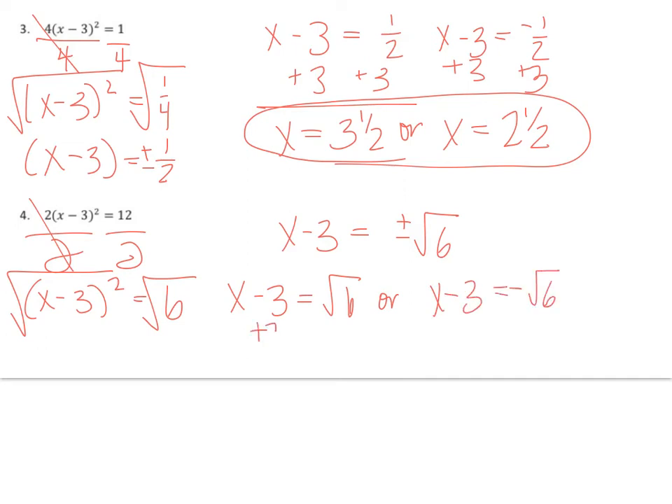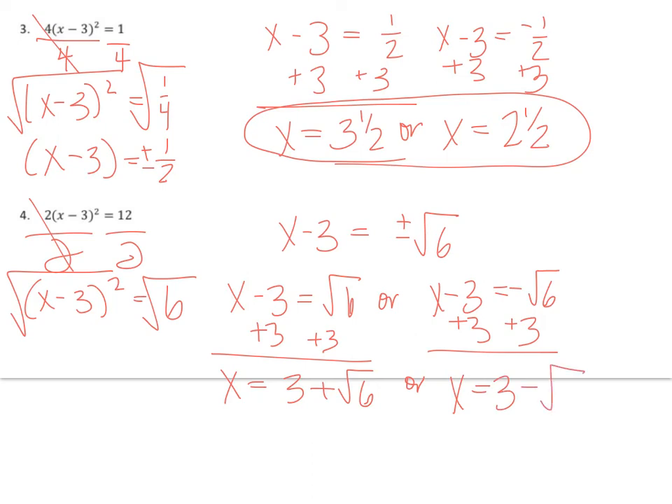And then add 3 to both sides. I can't actually add the 3 to this. Plus 3, plus 3. X equals 3 plus root 6, and x equals 3 minus root 6. So I still get 2 answers, right?